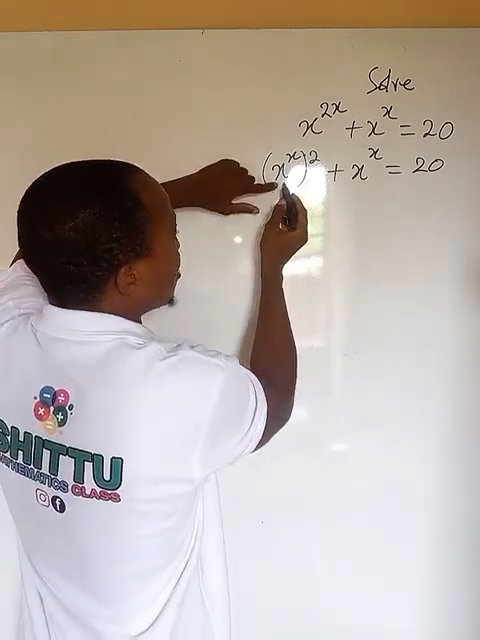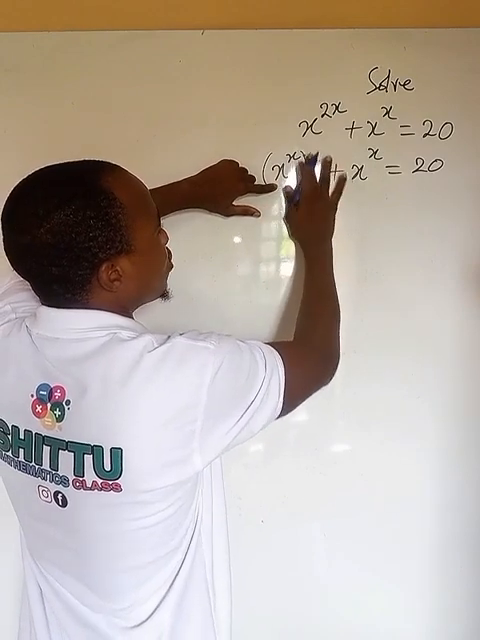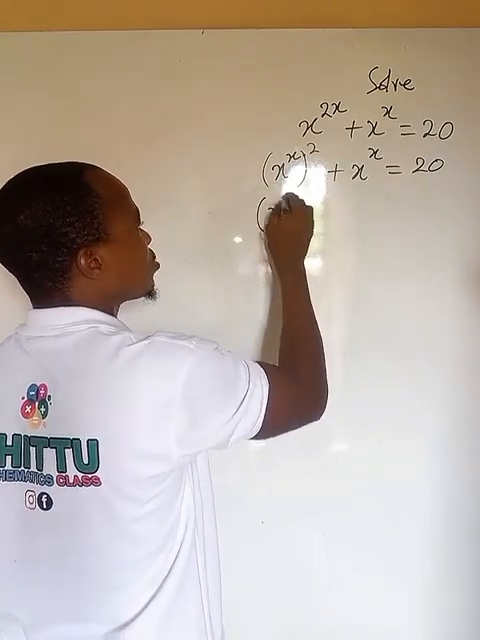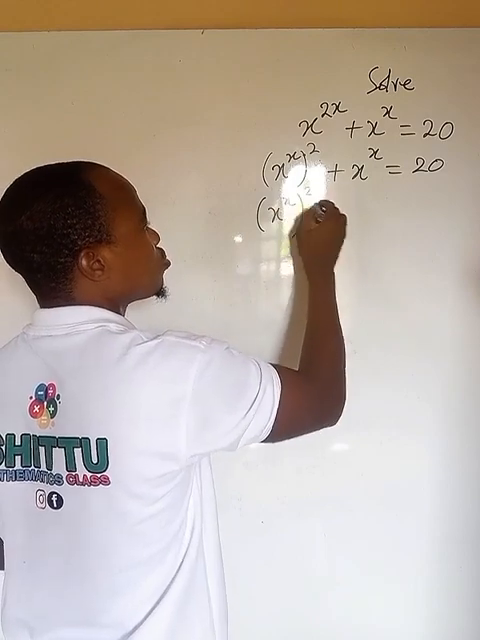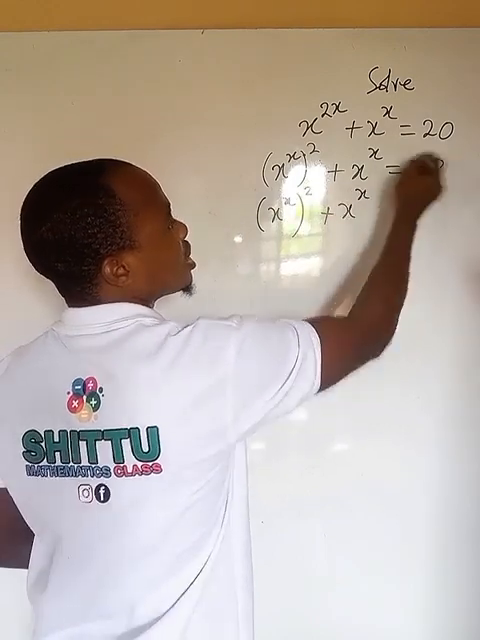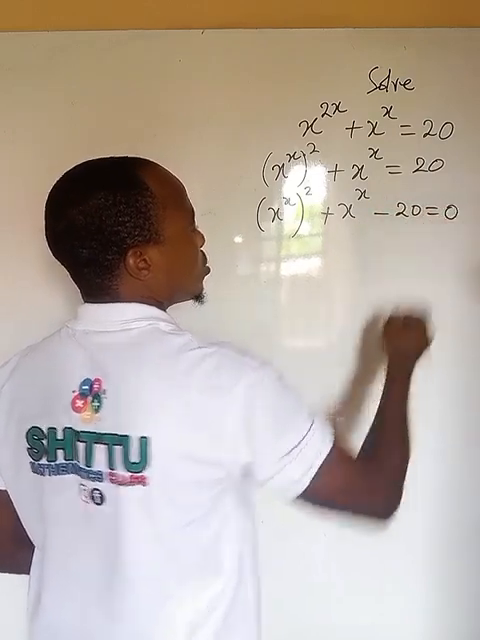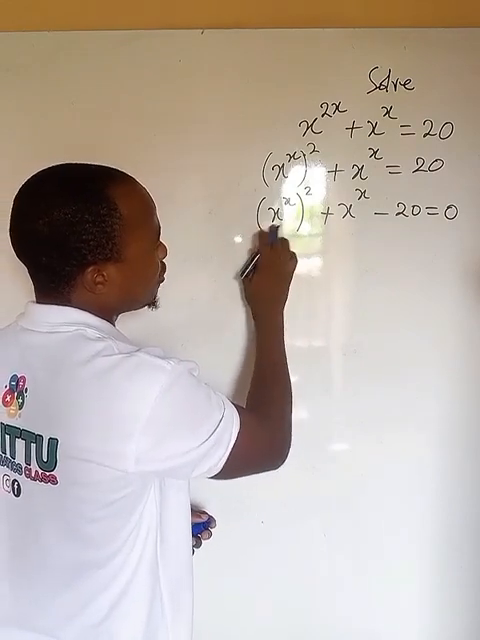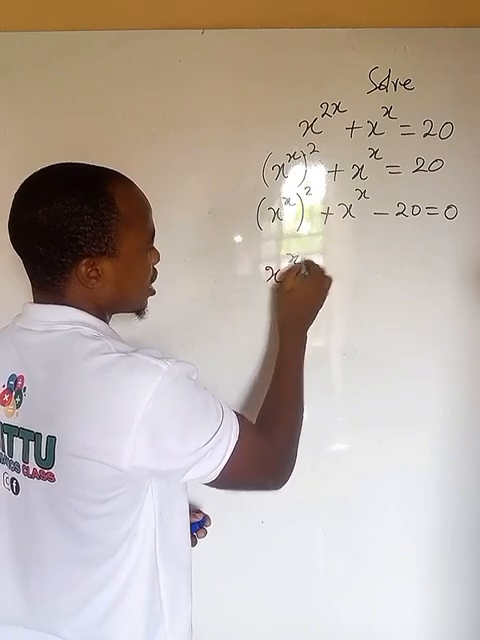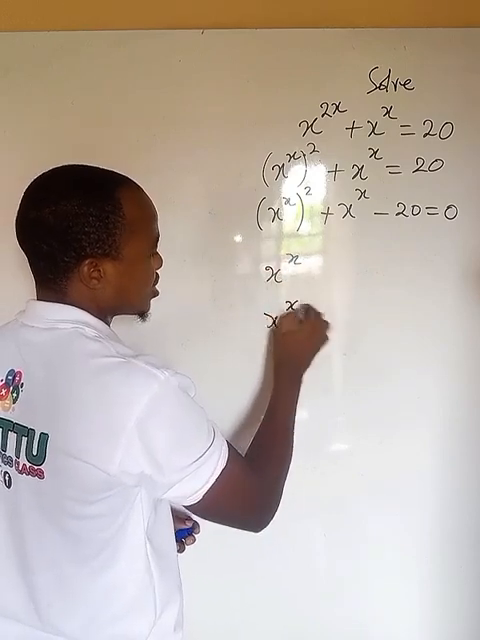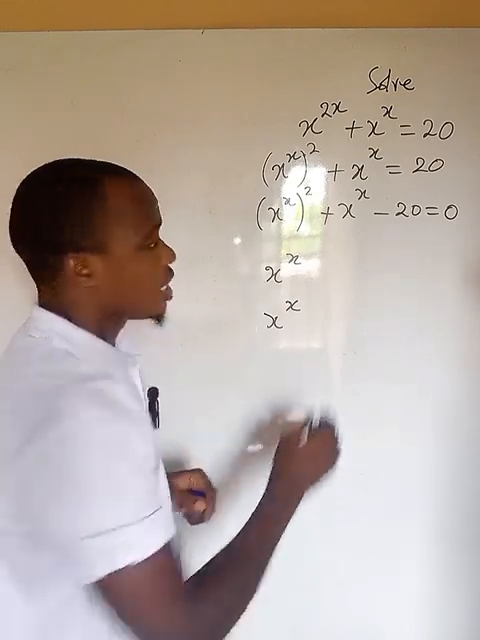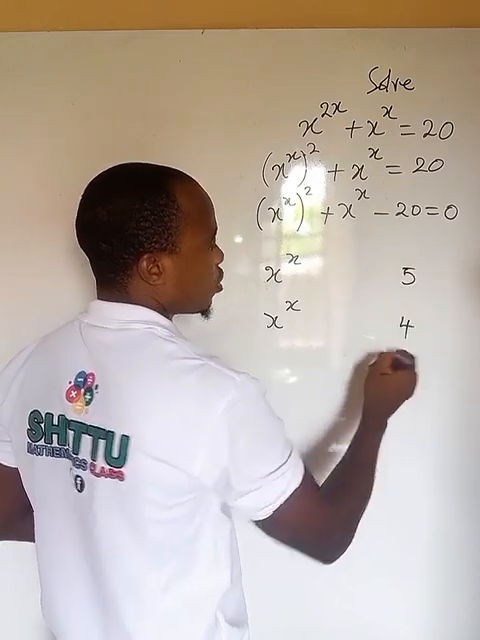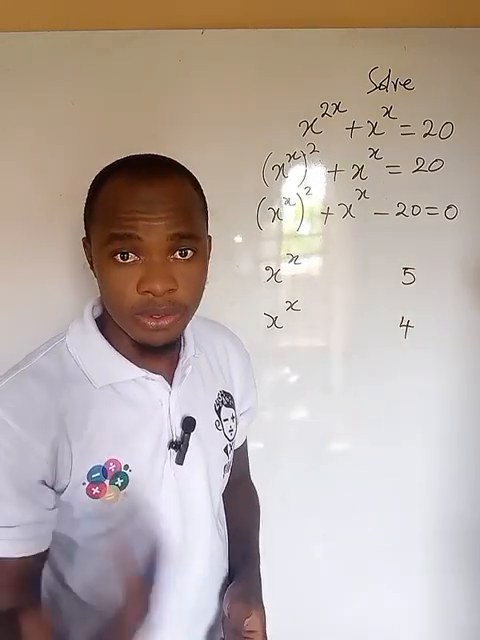So now it means that we have (x^x)^2. Then we have the same thing here. So we're going to have (x^x)^2 plus x^x, then minus 20, equals 0. Okay, so now from here, let me factorize this as x^x and x^x. That is the first term. Now let me look at this last term also to be maybe 5 times 4. You know, 5 times 4 will actually give me 20.